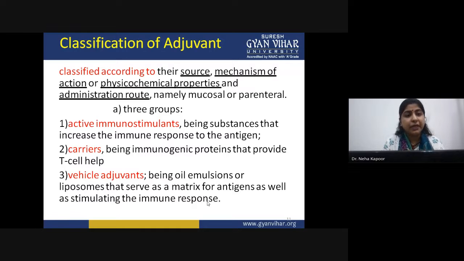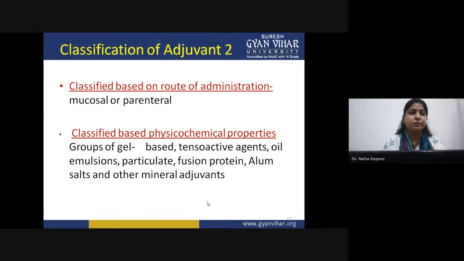In the case of active immunostimulants, these are basically substances that increase the immune response to the antigen. In the case of carriers, there are certain molecules that, being immunogenic proteins, also provide T cell help. Then third is vehicle adjuvants. They are basically oil emulsions or liposomes that are prepared in the laboratory. They act as a matrix for the antigen, and they also mount and stimulate the immune response.